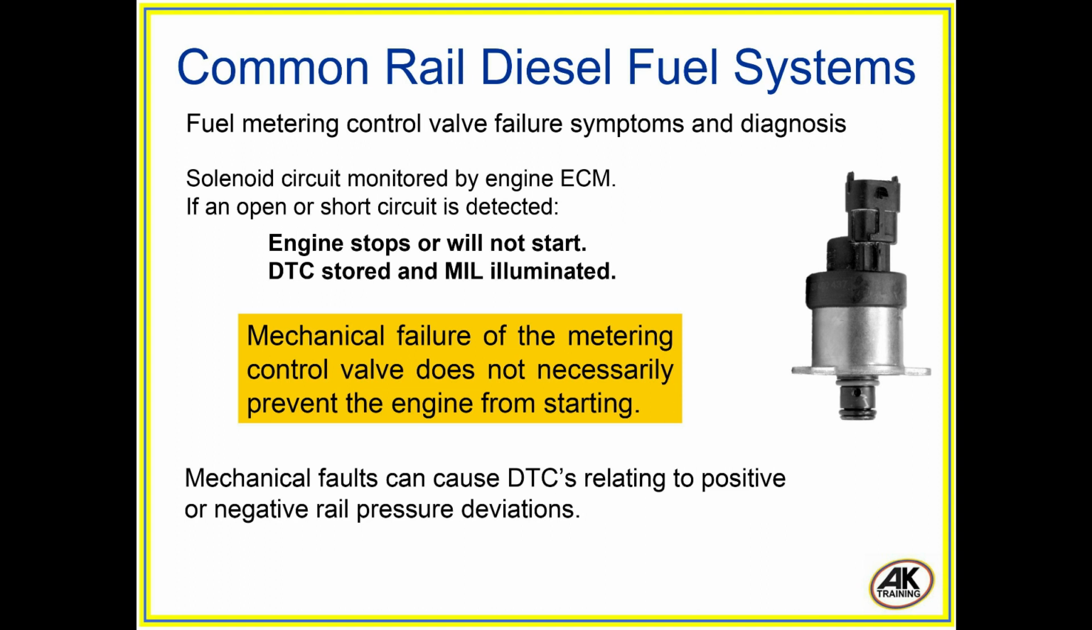Fuel metering control valve failure symptoms and diagnosis. Solenoid circuit monitored by engine ECM. If an open or short circuit is detected, engine stops or will not start. DTC stored and MIL illuminated. Mechanical failure of the metering control valve does not necessarily prevent the engine from starting. Mechanical faults can cause DTCs relating to positive or negative rail pressure deviations.